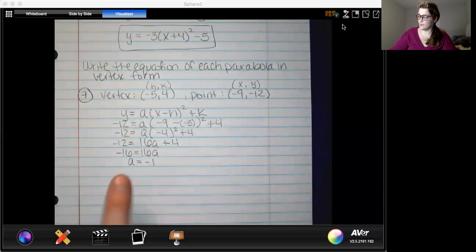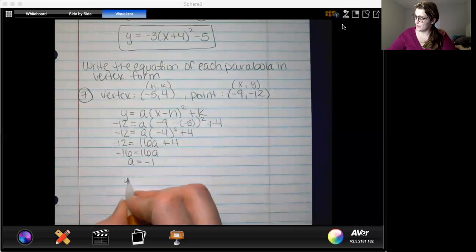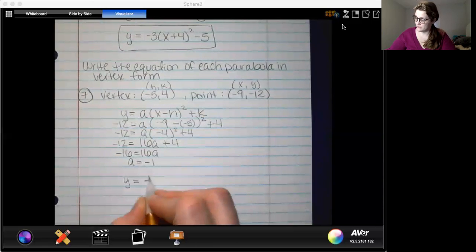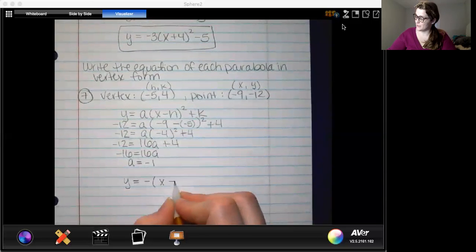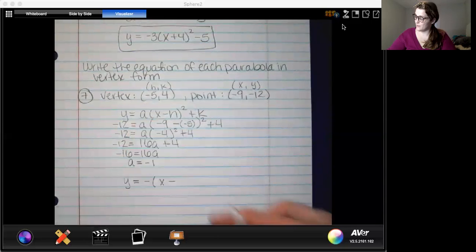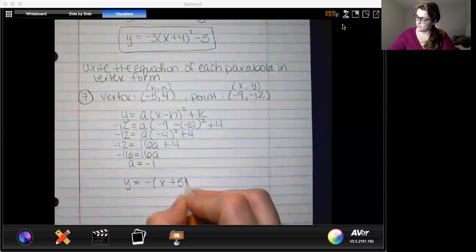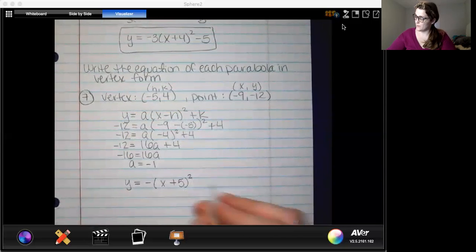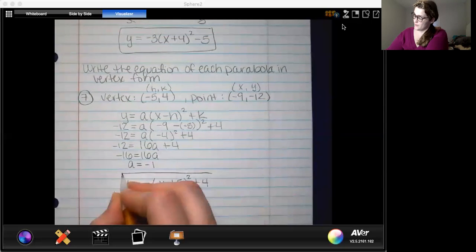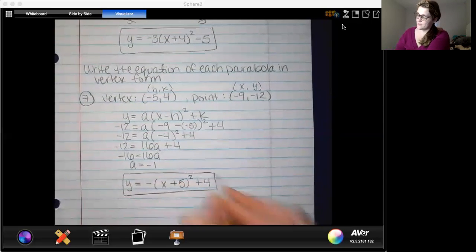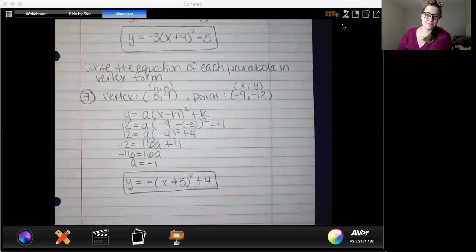So when we're writing vertex form, remember we just want a, h, and k. So therefore y equals negative, we won't write the 1, times x minus a -5, so x plus 5 squared plus k, so plus 4. And we have our vertex form.